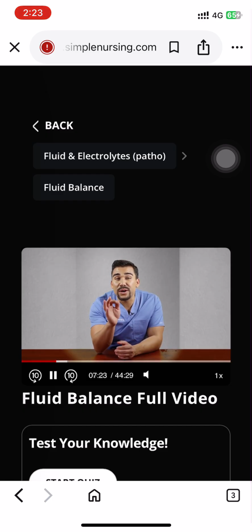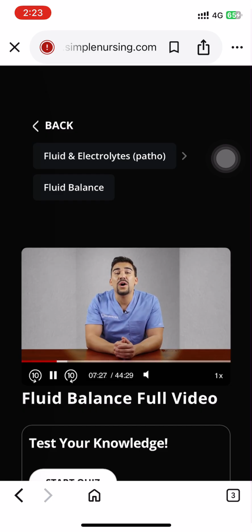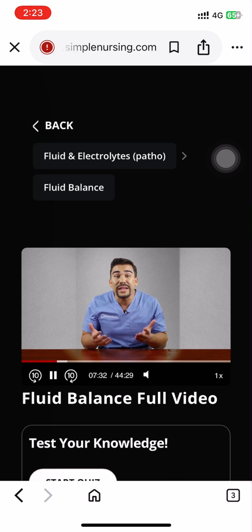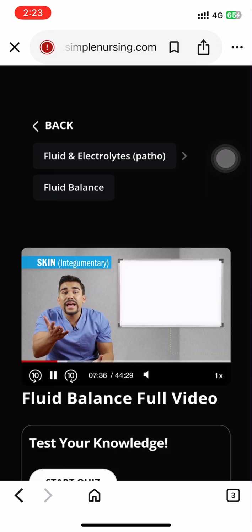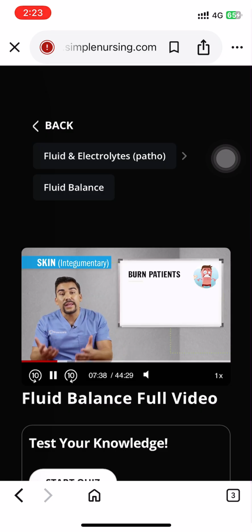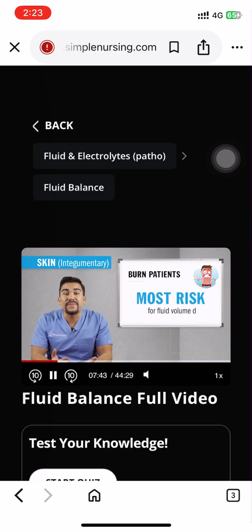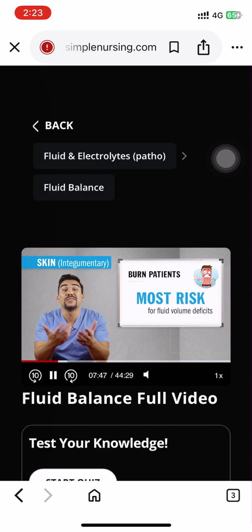Alright, now a little side note. For every degree that increases in body temperature, insensible water losses increase about 10%. So an increase in like 8 degrees increases 80% of insensible losses. Now lastly, burns, which a lot of students forget about, but burn patients are the most at risk for fluid volume deficits because they lost a ton of water from the blister formation on their burned skin.